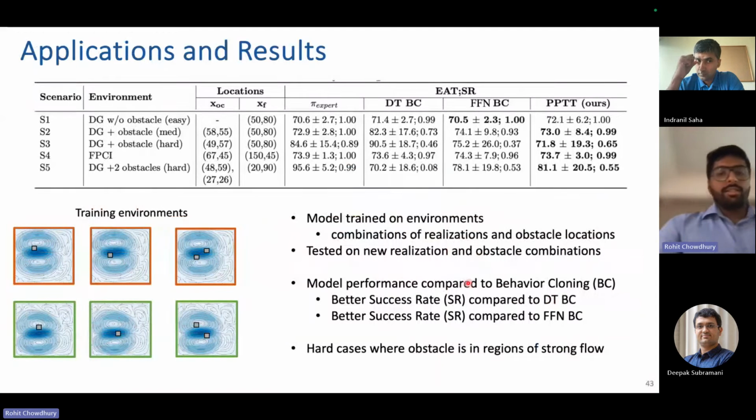Now, as far as how we train, we come up with a variety of different configurations. So for example, this is a dummy example where we have two different realizations of the flow and three different configurations of the obstacle. So we actually train on a large number of flow and obstacle configurations. And then we test on some new realizations and obstacle configurations to test the generalization capabilities of the model.